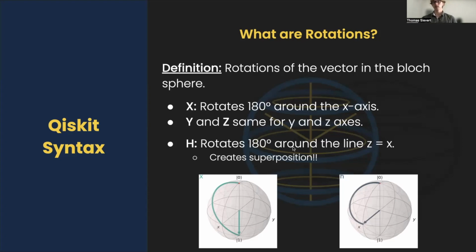The H gate is a little weird. It rotates us 180 degrees around this diagonal line, Z equals X. So it's sort of a diagonal line that's in this plane here of this circle. And it's the diagonal line between the Z and X axes. And really what that means is that it puts us into an equal superposition. So we're going to use the H gate a lot whenever we want to take advantage of equal superpositions. For example, it takes our 0 state and it rotates it around this line, 180 degrees, and puts us into one of our 50-50 superposition states.